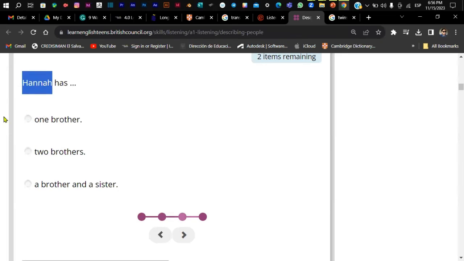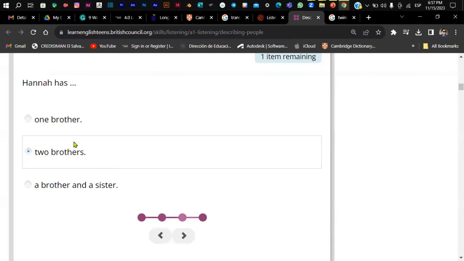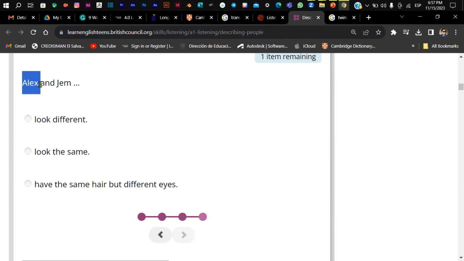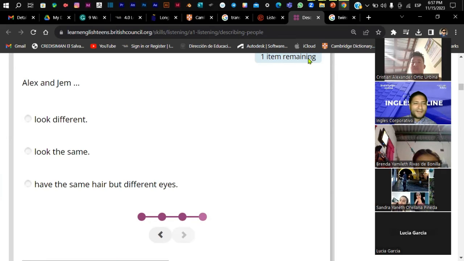Let's see. The next one is Hannah. Two brothers, option two. Brother. Hannah, complete, please. Hannah has two brothers. Two, okay. One or two? Two brothers. Okay. The last one is Alex and Jem. Look different, look the same, or have the same hair but different eyes? Look different. Okay, no problem.